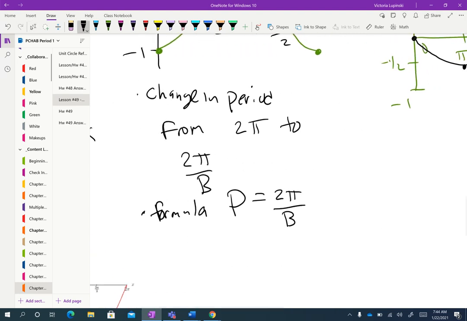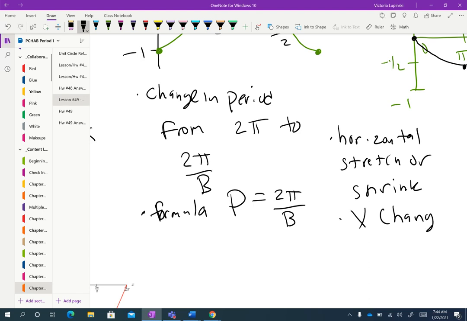What this b does is it is a horizontal stretch or shrink. And again, back from your transformation days, this is an x change. So far, all we've done is y changes. So this is going to be your first x change. So again, it's horizontal and it's an x change. And then one last thing from your transformation days, anytime you're doing an x change, remember you're doing the opposite. So if you see a number that's bigger than 1, you're actually going to have a shrink, where if you see a number that is a fraction, you're actually going to have a stretch.